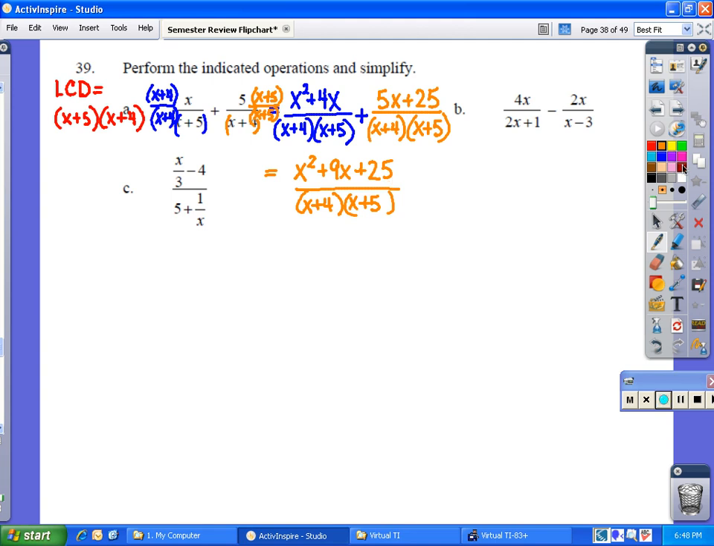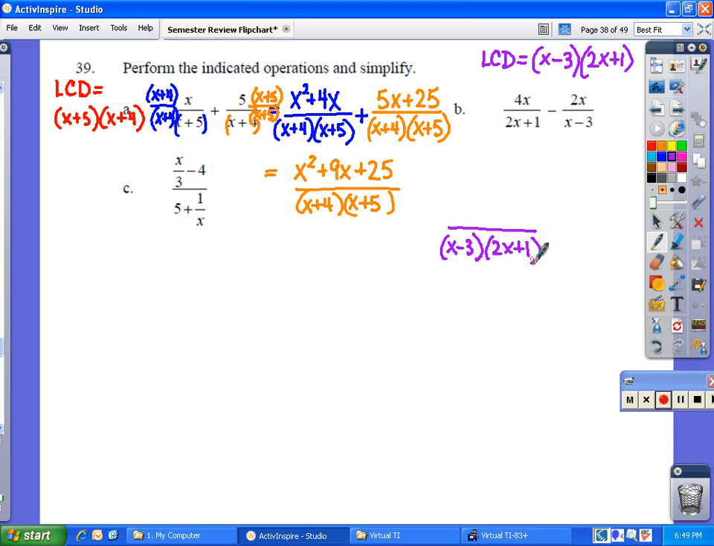Let's go on to part B. Part B is a very similar problem, just subtraction, noting that we need to have a common denominator in order to subtract. This time, our LCD must contain the factors x minus 3 and 2x plus 1. Again, we'll rewrite each term of the fraction with the new least common denominator, x minus 3, 2x plus 1.